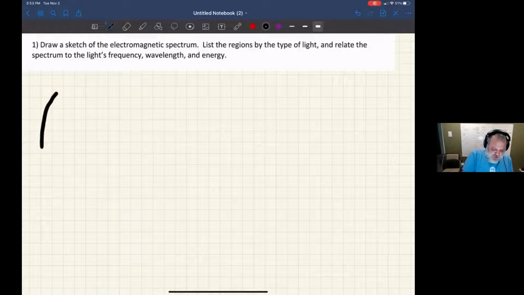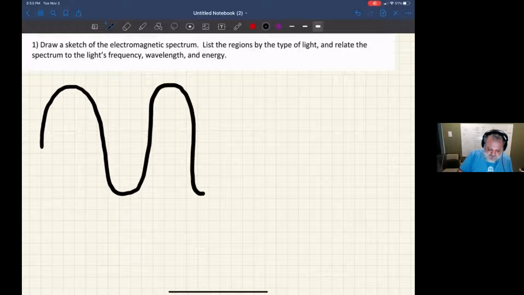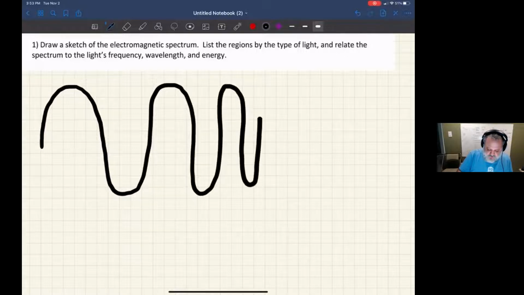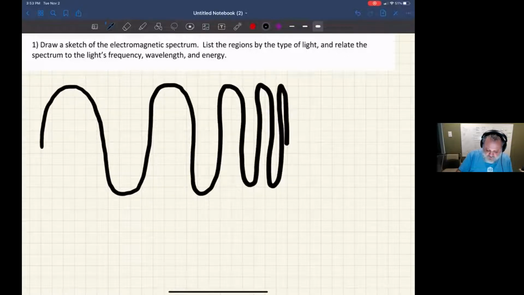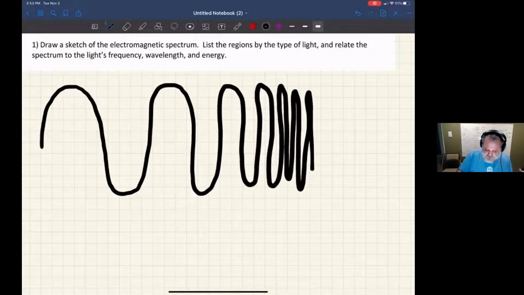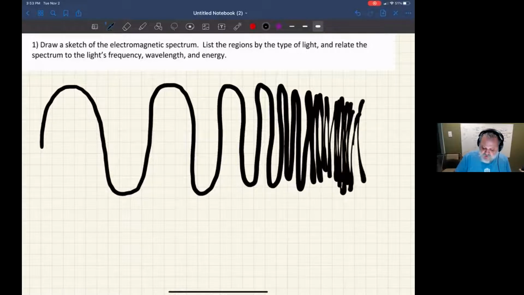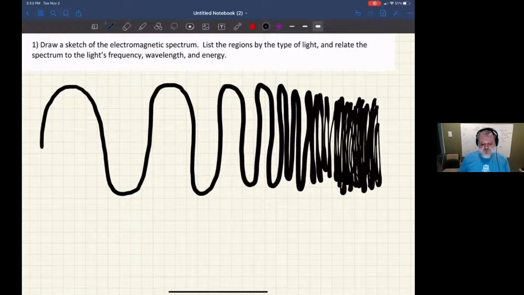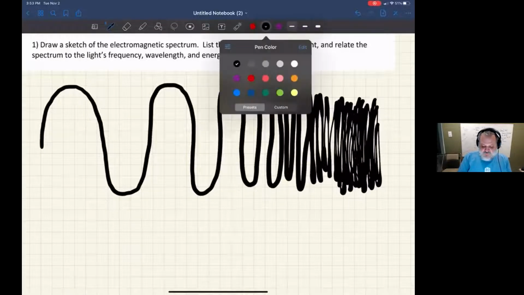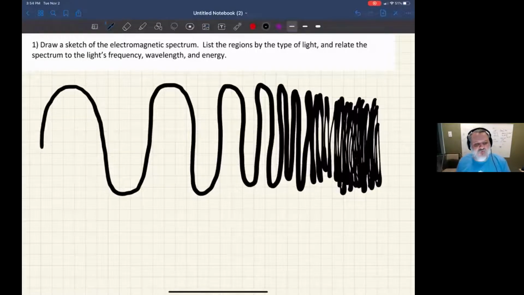And so I start off with long wavelengths, and then I move to make sure those waves get closer and closer and closer together until at the end, you can't even tell when one wave starts and the other wave begins. So let's remind ourselves what that looks like as far as wavelength is concerned, because we want to list the regions and relate that to the wavelength, the frequency, and energy.